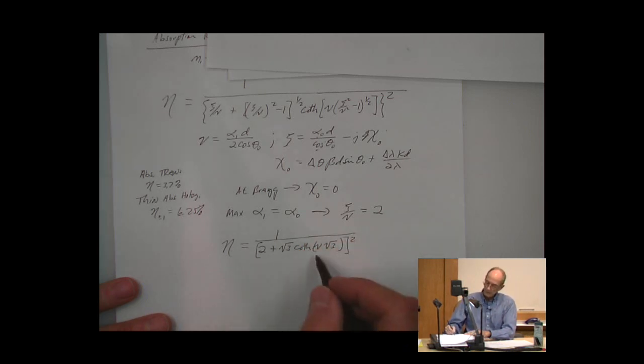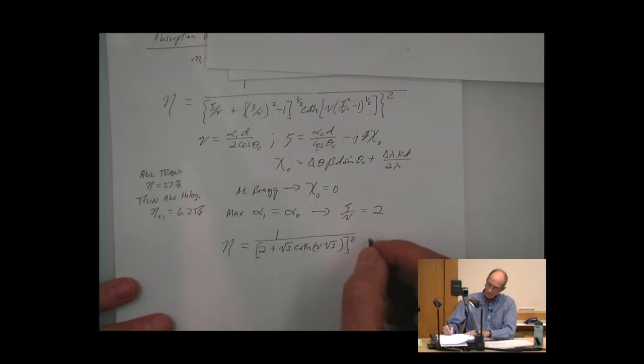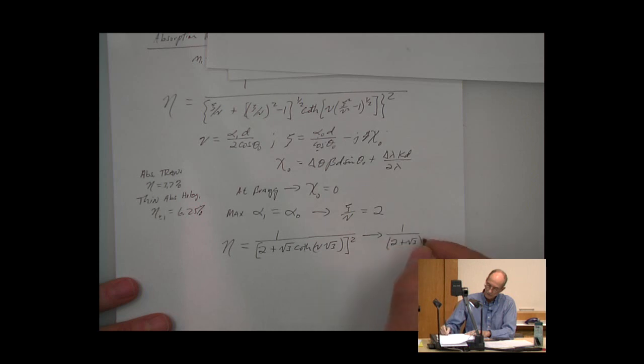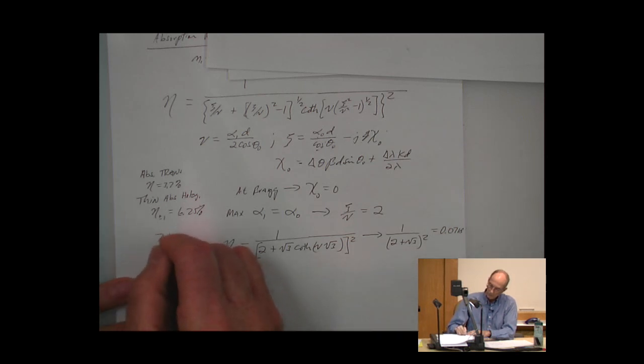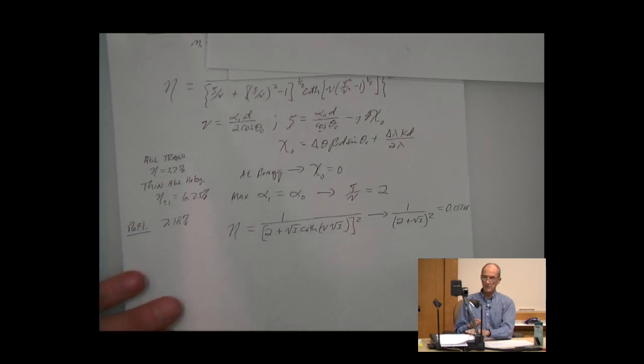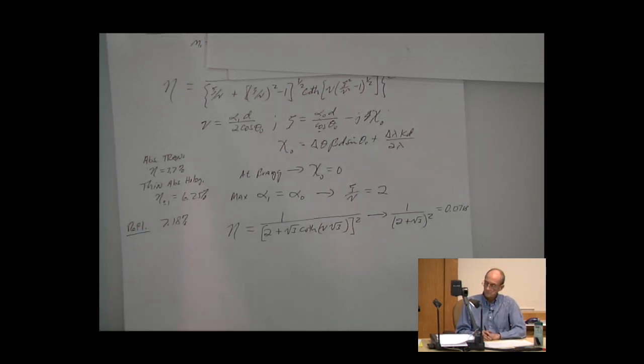And for the hyperbolic cotangent, as nu gets larger, this whole value goes to 1. And so for the maximum case, this is equal to 1 over 2 plus the square root of 3, squared, and that's equal to 0.0718, or we have 7.18% for the reflection hologram.